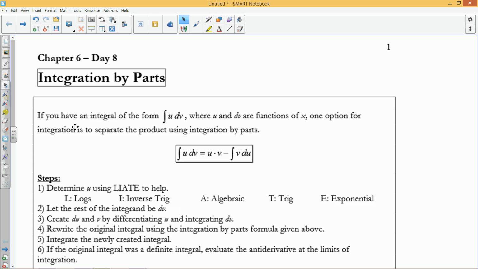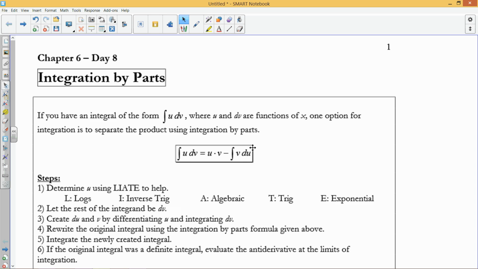Integration by parts is one of those where, if you have a product that you can't get rid of inside an integral, the first thing you still want to try is u-substitution. But if those don't work, then you do integration by parts. If you have an integral of the form u dv, which really just means an integral that you can't solve that potentially has a product in it, where u and dv are functions of x, one option is to separate the product using integration by parts: the integral of u dv equals u times v minus the integral of v du.